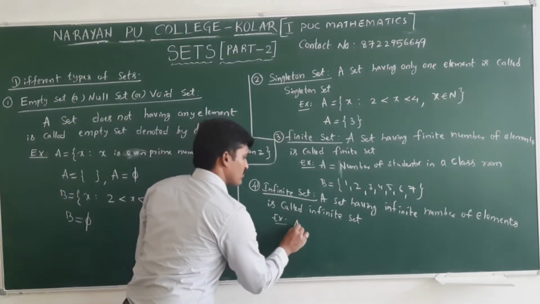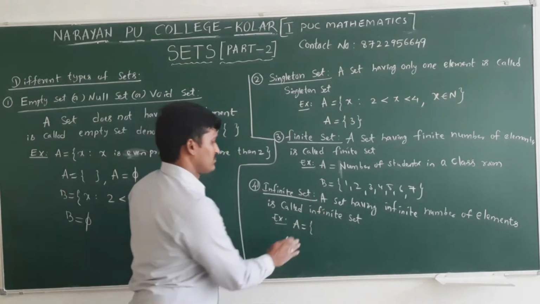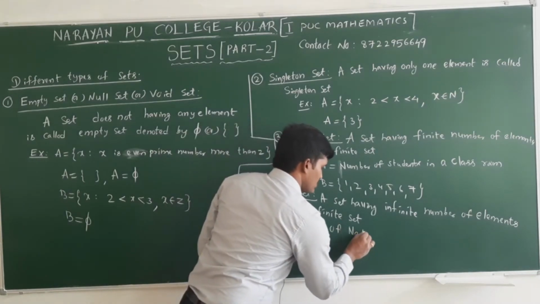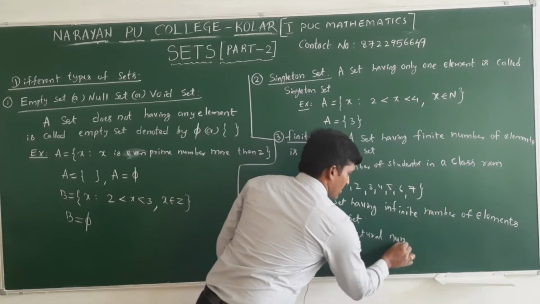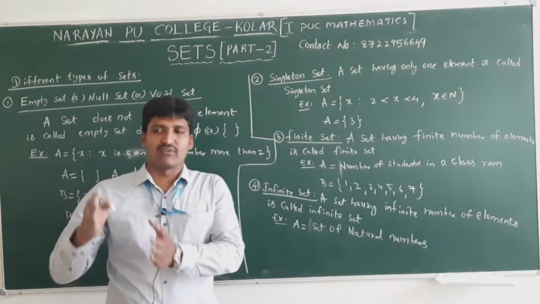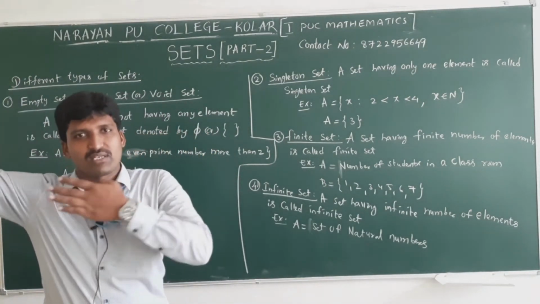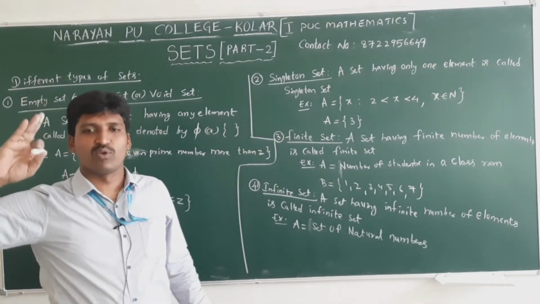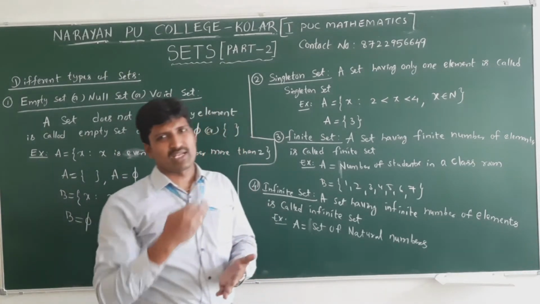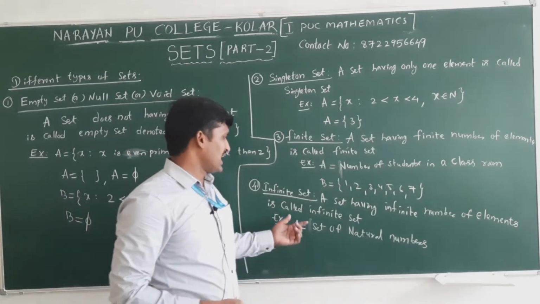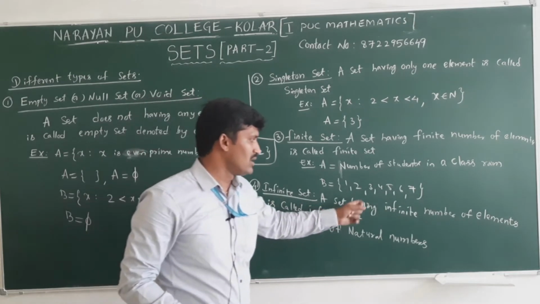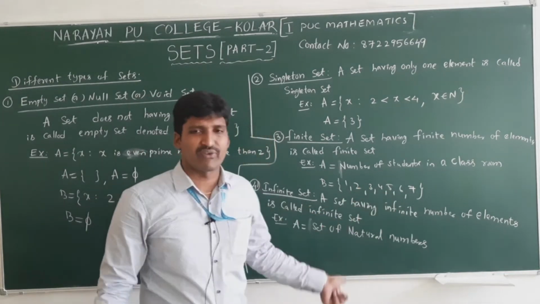Example, the set of natural numbers. Anyone have idea how many natural numbers are there? Infinite numbers, 1, 2, 3, 4, and so on up to infinity. These all, set of natural numbers, set of integers, set of real numbers, set of rational numbers, are infinite sets only. This is an infinite set example. And definition understood? A set having infinite number of elements is called an infinite set.